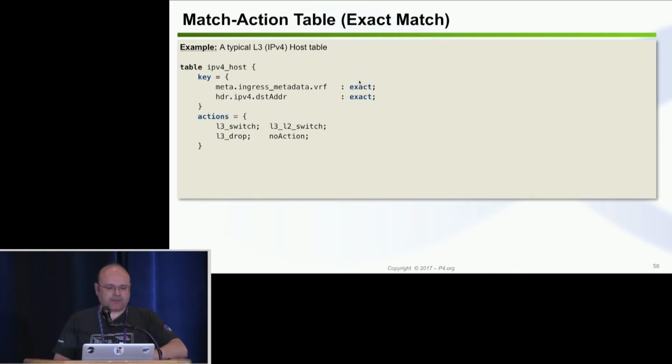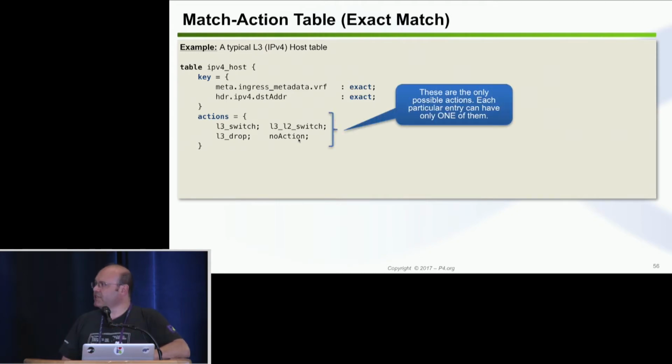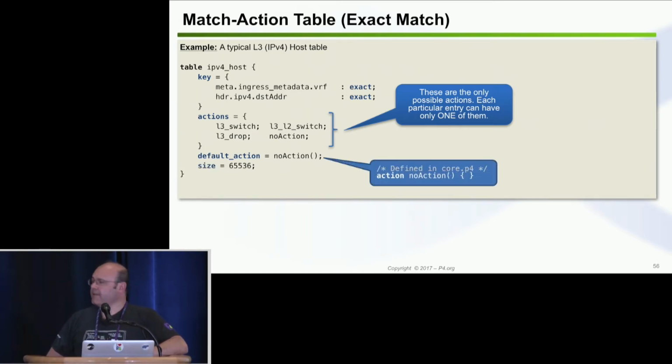Then we specify a list of actions. So this table will have 4 different actions: L3 switch, L2 switch, drop, and no action. Each entry will be able to choose only one of those actions. And we can specify what the default action will be. In this case, I decided to say no action. So if there is no match in this table, don't do anything. And we can specify the size if we want to as well.